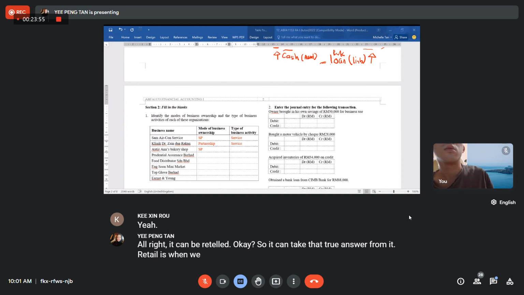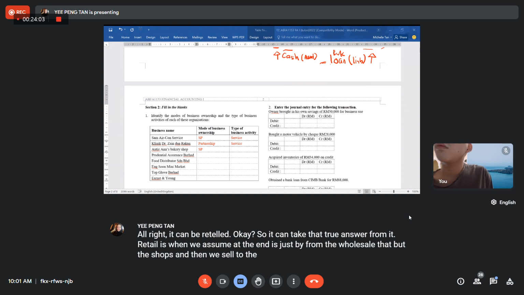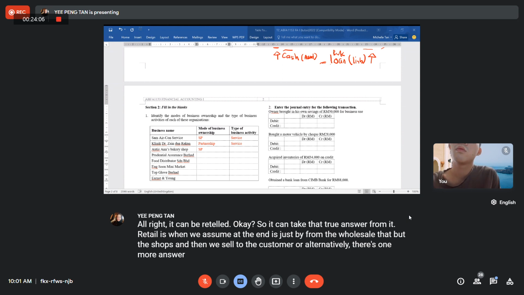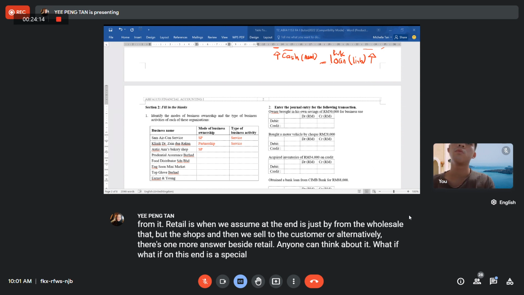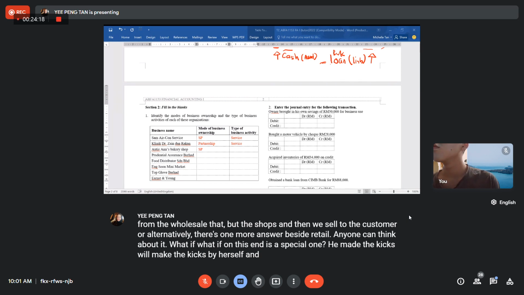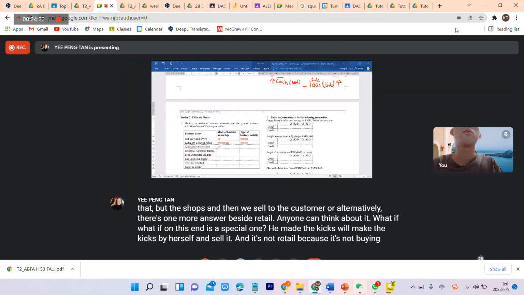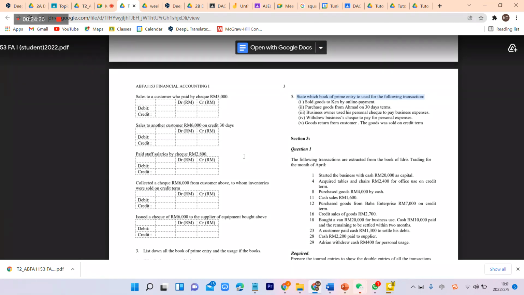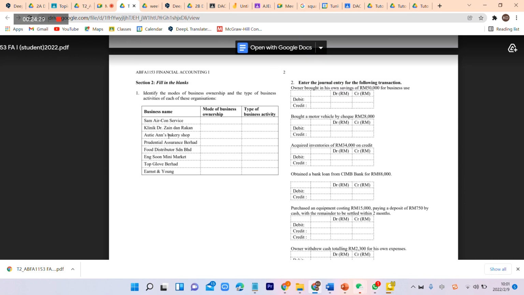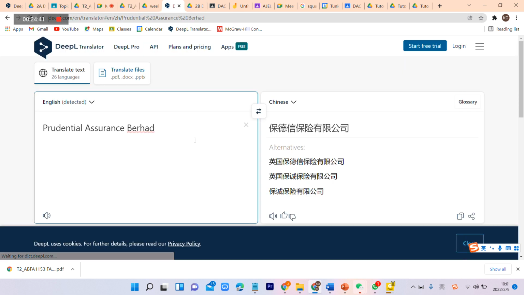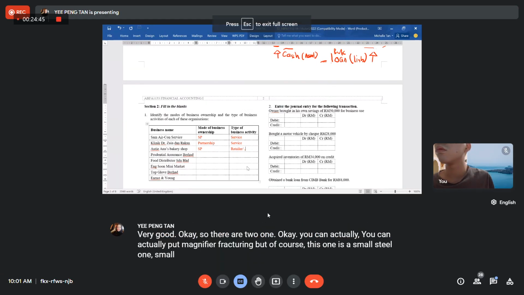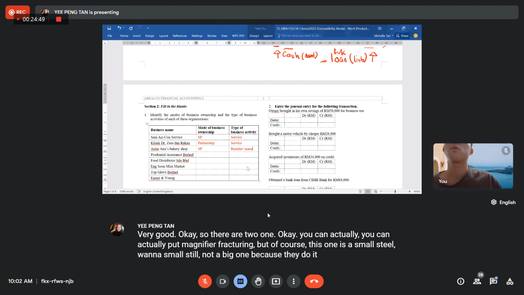Retail is when we assume Auntie Anne just buys from the wholesale shops and then sells to the customer. Or alternatively, there is one more answer besides retail. Anyone can think about that? What if Auntie Anne is a special one? She makes the cakes by herself and sells them. Then it's not retail, because she's not buying from others and selling, but making them herself. What is this? Manufacturing. Very good. So there are 2 answers. You can actually put manufacturing, but of course this one is small scale, not a big one, because they do it by themselves.